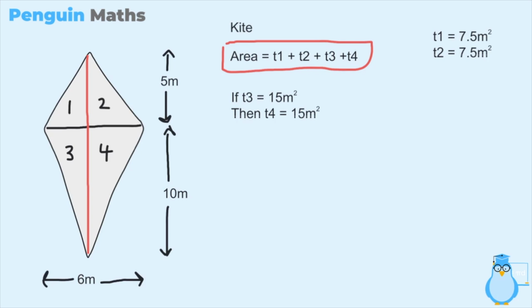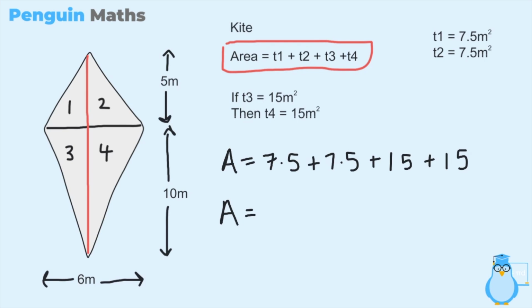And then finally, to calculate the area of the kite, we must add up the area of all 4 of these triangles. So we can say that the area is equal to 7.5, which is T1, add 7.5, which is T2, add 15, which is T3, and another 15, which is T4. And adding all of these up, that comes to an area of 45 metres squared.